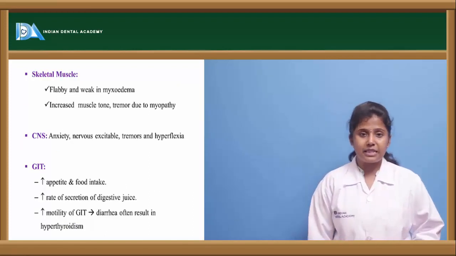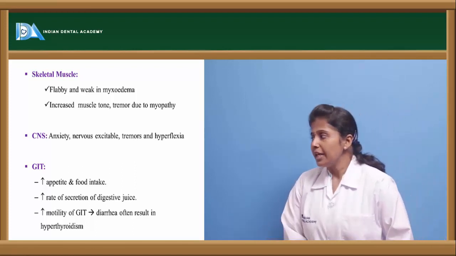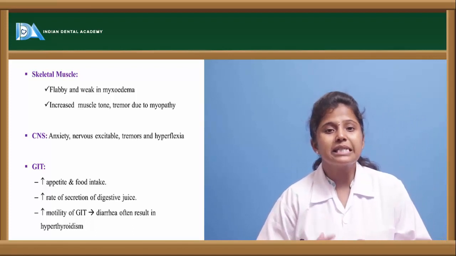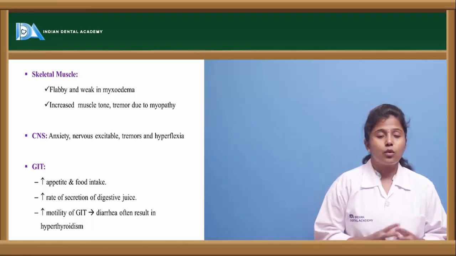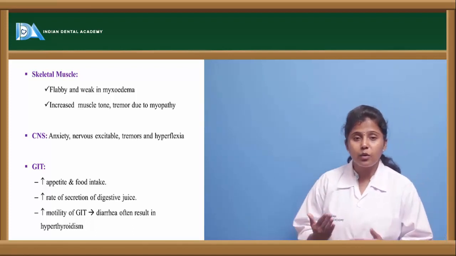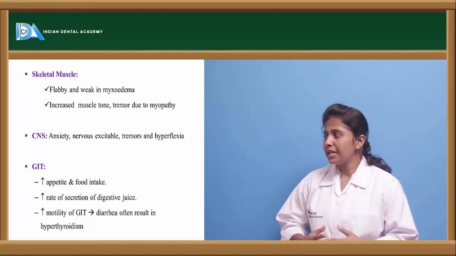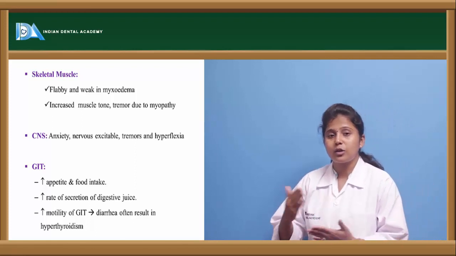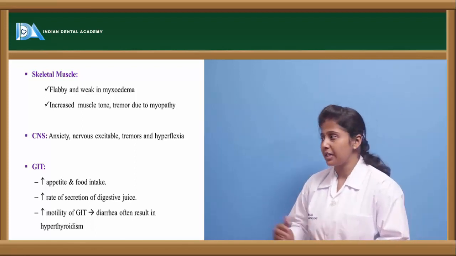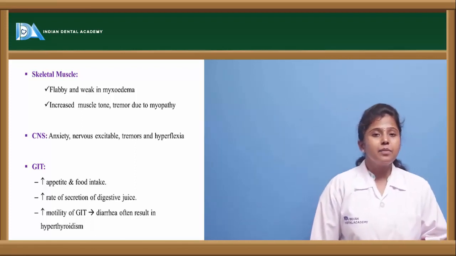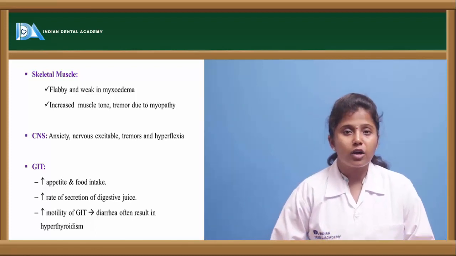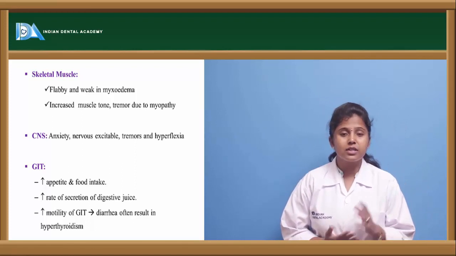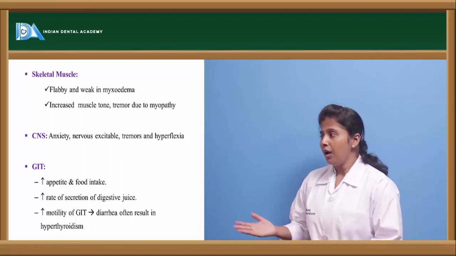On skeletal muscle, it makes the skeletal muscle weak. When these thyroid hormones act on skeletal muscles, it causes weakness in the skeletal muscle, as well as they increase the tone of the skeletal muscle. So the contraction and relaxation movements of the skeletal muscle will be increased, thereby leading to a condition called tremor to myopathy. First tremors or seizures occur, and thereby it leads to a condition called myopathy.